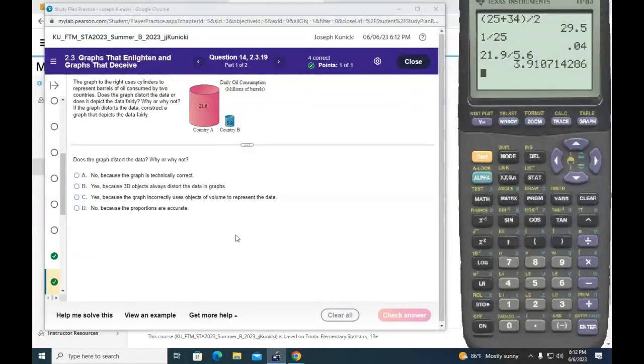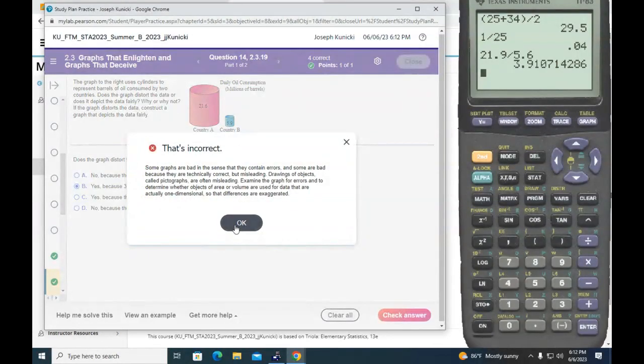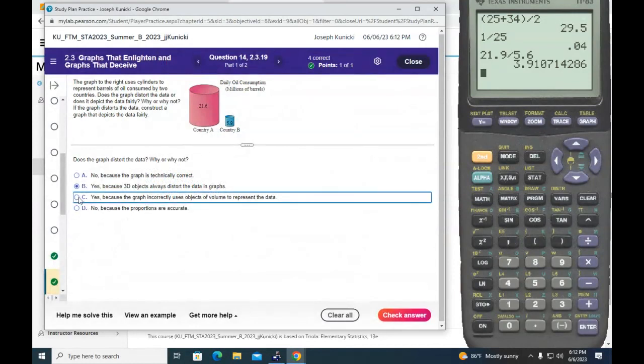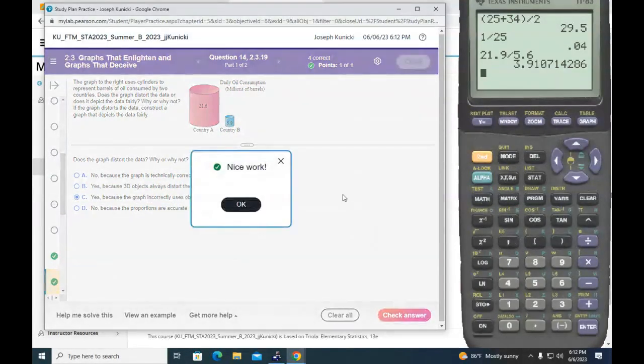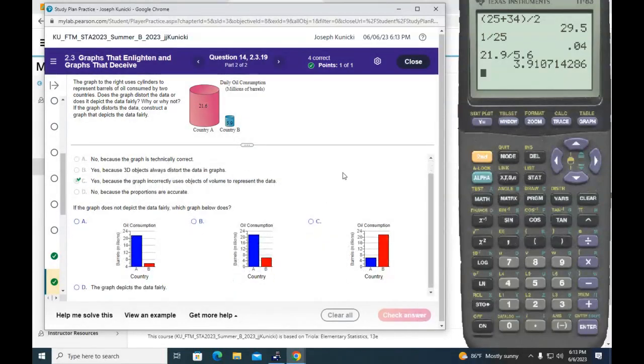So does the graph distort the data? It'd be B or C. Well, yeah, because 3D objects always distort. No, volumes. They're using volumes because volumes are 3D. I thought about that backwards. You're putting something that's 3D into a 2D rendering because it's on a piece of paper, but it's supposed to represent a three-dimensional object, and it doesn't fare very well. It's unfair. So what would be a better graph?